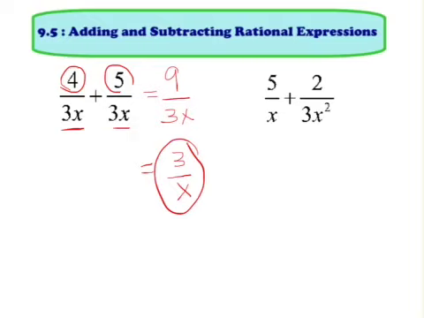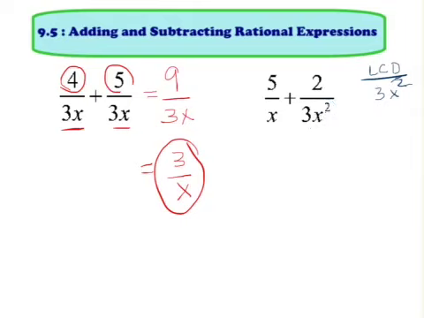When we look at the second example, we do not have a common denominator. So what we need to do first is identify our lowest common denominator. I know I need a 3, and then I have an x squared here and an x. So my common denominator needs to have an x, and because this one has an x squared, I need to make sure my common denominator includes that x squared. So my lowest common denominator for this problem will be 3x squared.